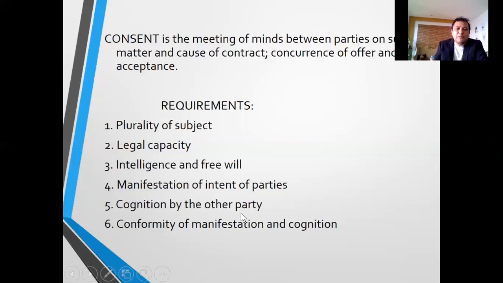And the other party must recognize or must be aware of the intent. Okay? So this is called cognition. Cognition is another word for being aware, or recognizing the other party's intent. The last one is that the manifestation and the cognition should conform to each other. Okay. Without these six, there is no consent.